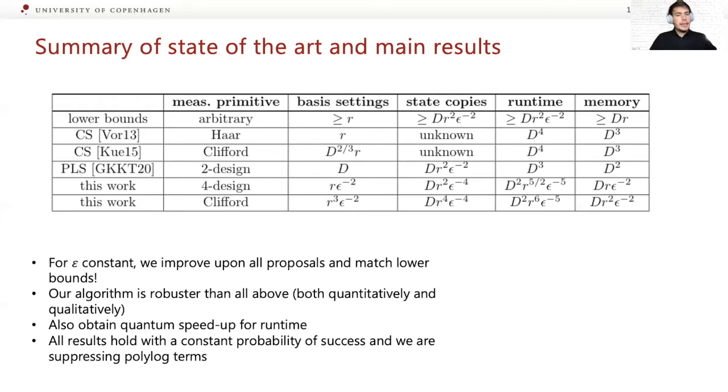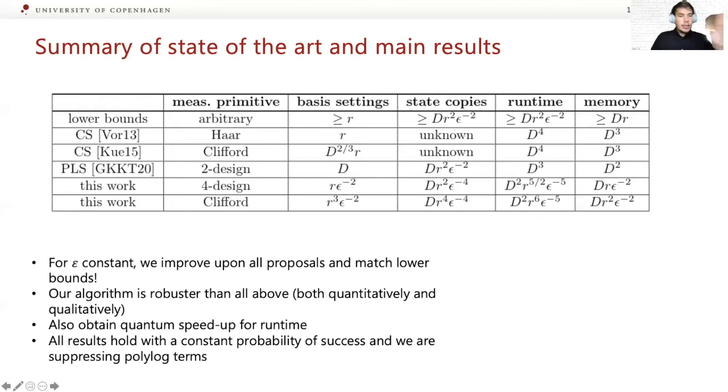On top of that, our algorithm can also be implemented on a quantum computer, which would give a speed up to obtain a classical description of the quantum state. So implementing our algorithm on a quantum computer would lead to a scaling of the runtime that is d to the 1.5 instead of d squared. So, a quantum speed up for that task.